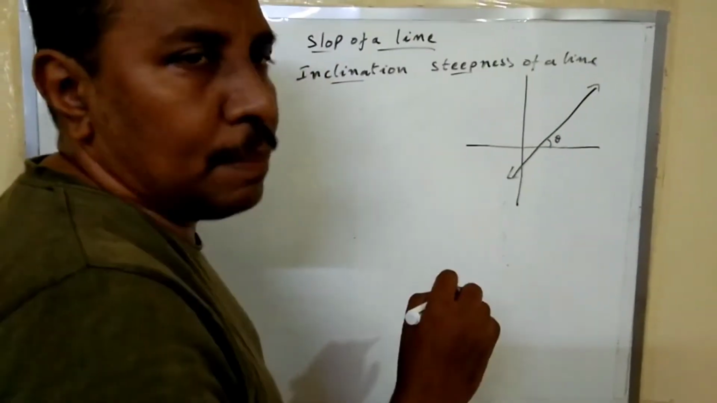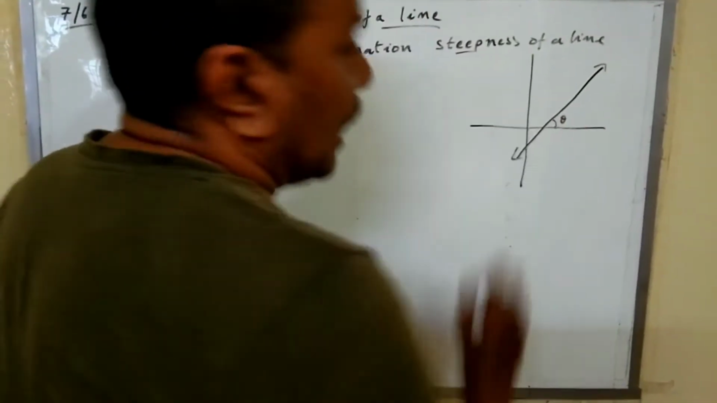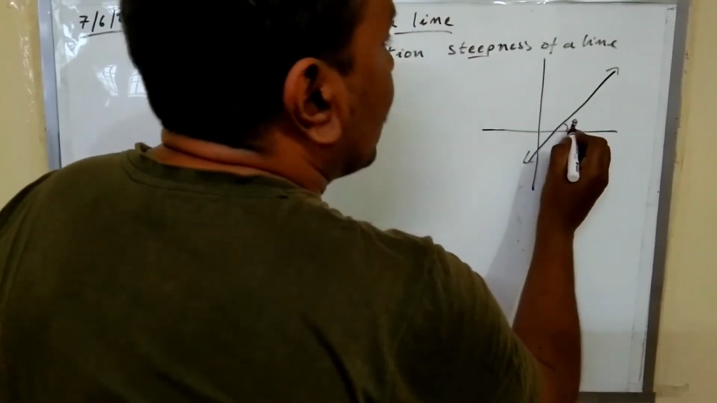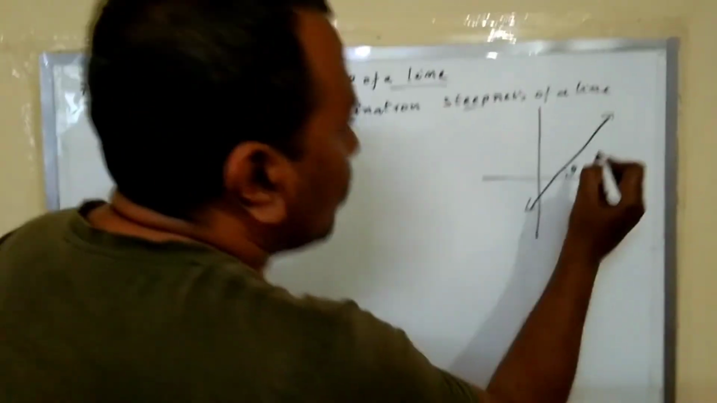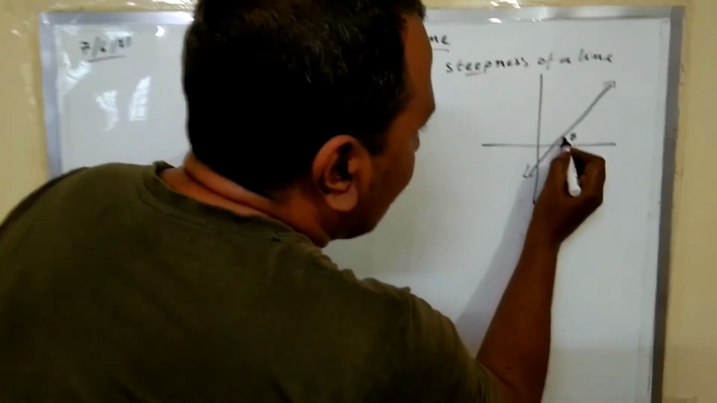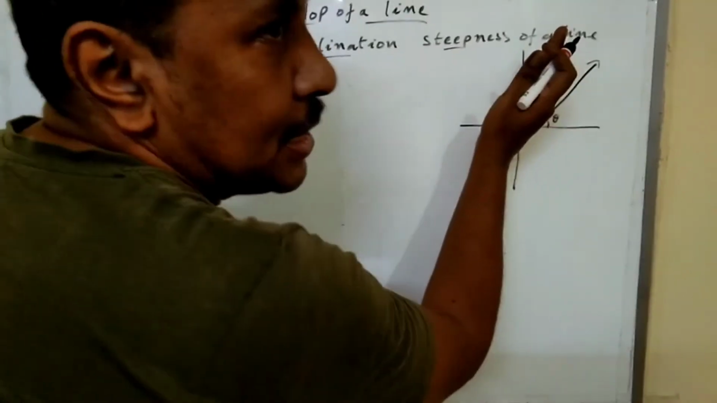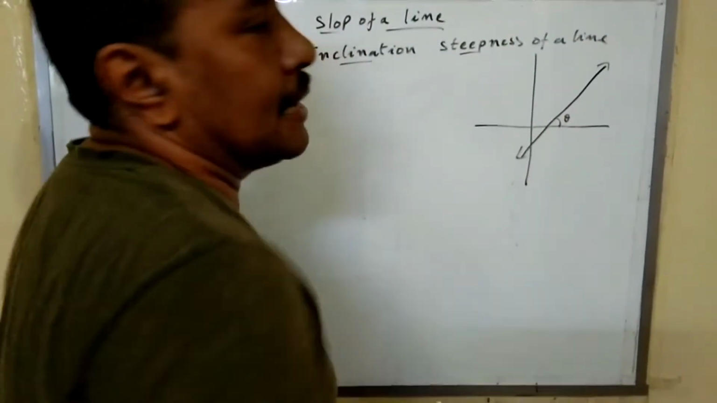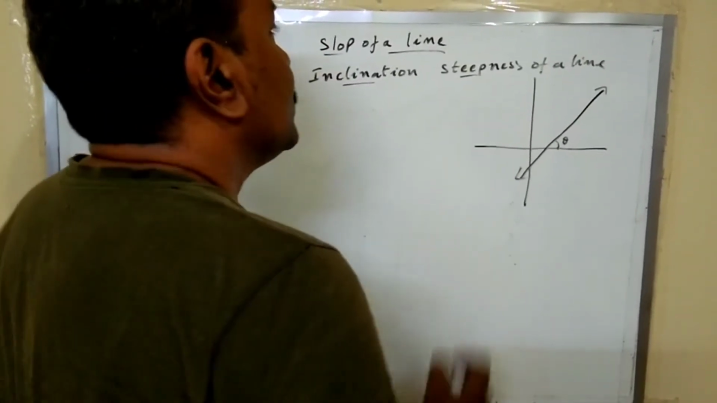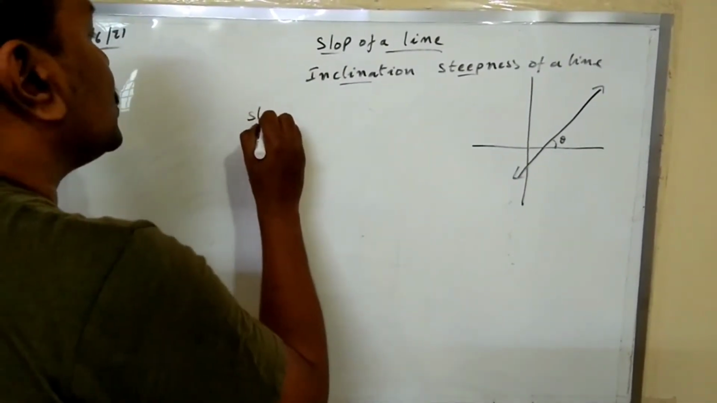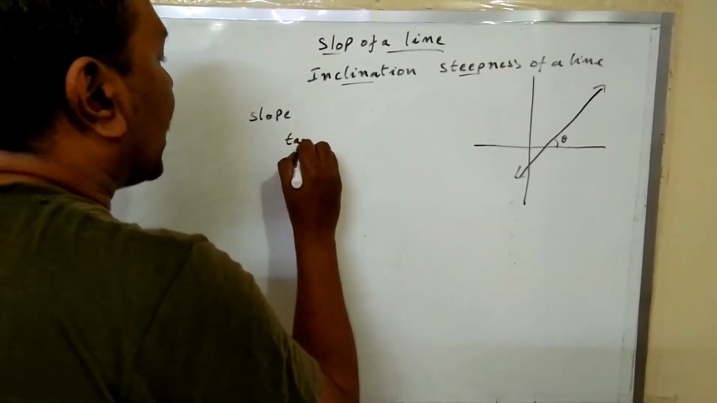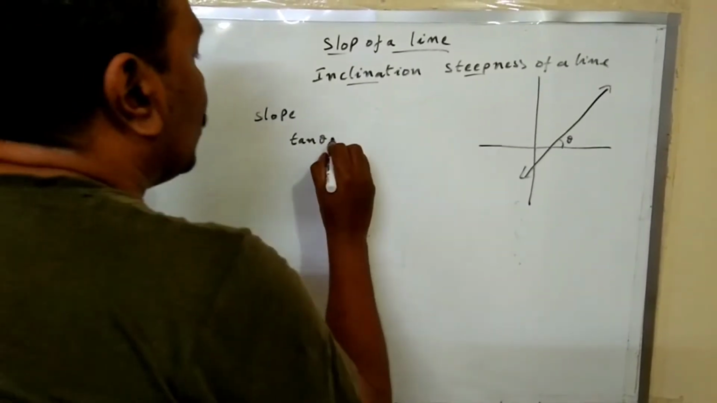Now what is the slope? The tan of this angle of inclination in the anti-clockwise direction. Here this line is making an angle theta in the anti-clockwise direction. The tan of this angle made by this line is known as slope. So slope is nothing but tan of theta. We can denote it as small m.